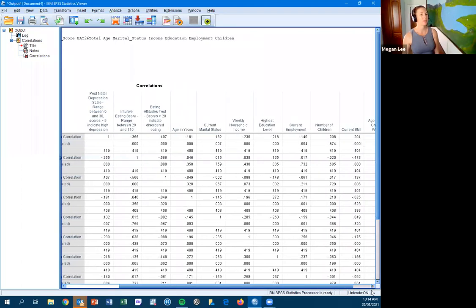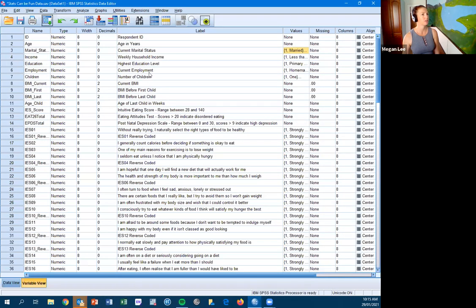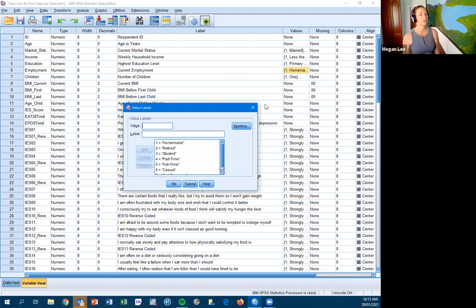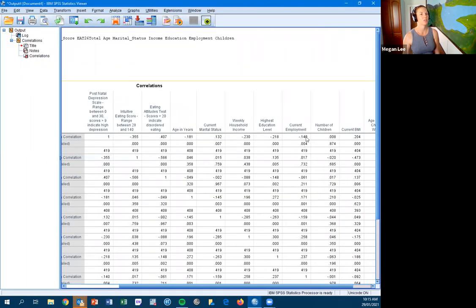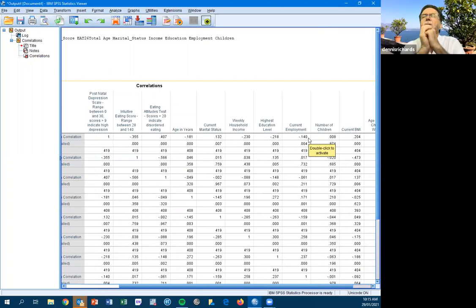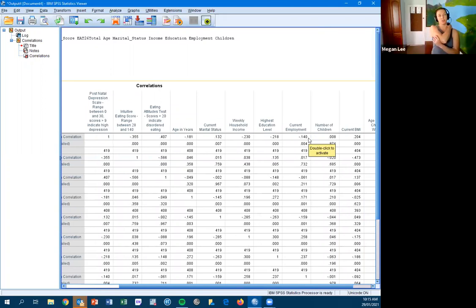What about employment? As employment goes from, let's go have a look, make sure I get it right. Okay, so as employment goes from not employed to employed, what does depression do? Goes down slightly. Pretty weak relationship, still significant though. As the number of children goes up, what does depression do? Not much. It doesn't do anything because it's not significant. Yep, we've got a 0.874 significance level for that one.